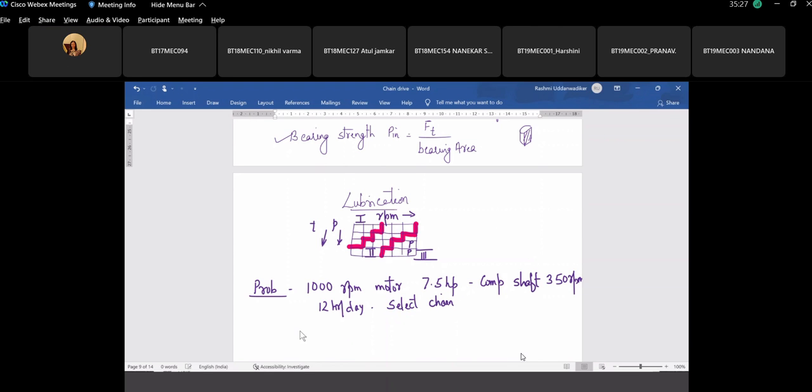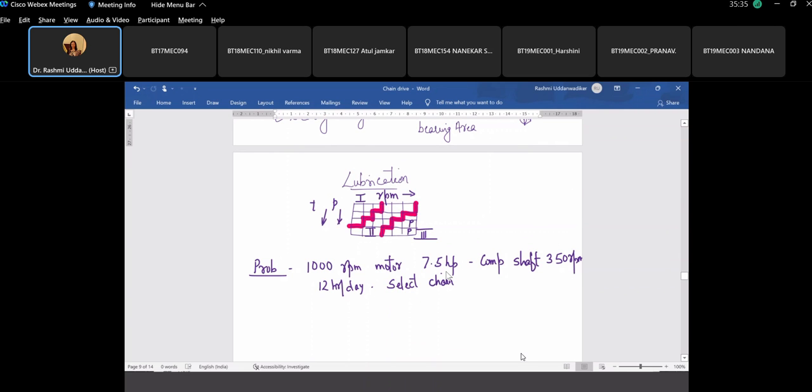Now, a number of factors are given in the design data book here, and those factors will be multiplied later. So initially we are selecting the chain based on the rated power. Here we are not multiplying it with the service factor initially. This part we will do later. So we are selecting the chain based on the rated power 7.5 HP. So refer to the graphs that are given in the Shivalkar design data book. For 7.5 HP power, for 1000 RPM, for the smaller sprocket, which chain will you select? Quickly, please.